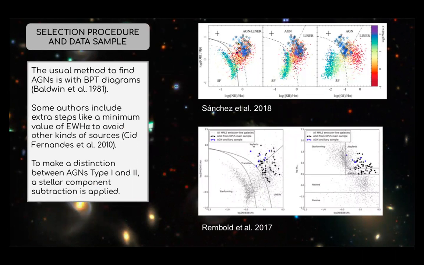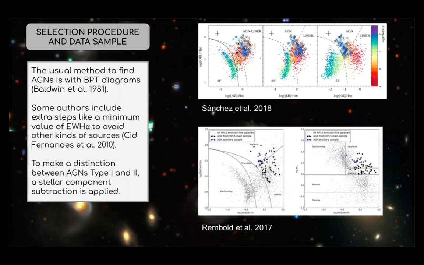The usual method to find AGNs is with BPT diagrams. Some authors include extra steps, like a minimum value of equivalent width of H alpha, to avoid other kinds of sources like post-AGB emission or shock emission. We focus our search on the Type 1 AGNs. The supermassive black hole properties can be obtained from the broad component properties.